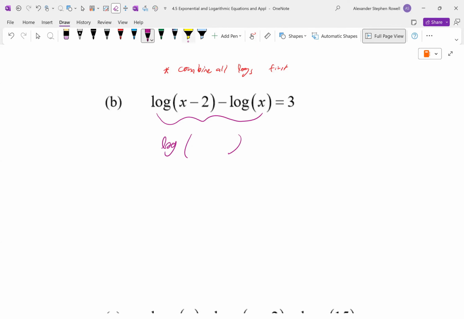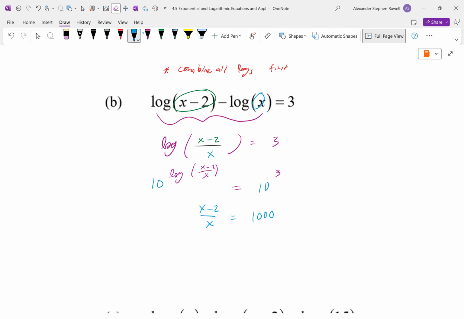So how do I combine these? Log base 10 of x minus 2 over x. Does this look familiar? Okay, is equal to 3. What's the next step? Inverse of log base 10 is 10 to the power of both sides. So these undo each other on the left-hand side, and we're left with x minus 2 over x is equal to 10 cubed, which is 1,000.